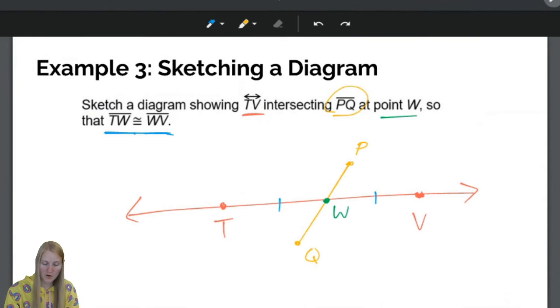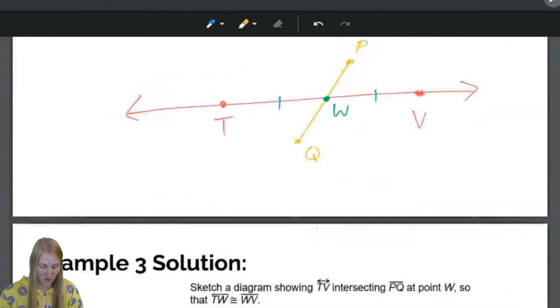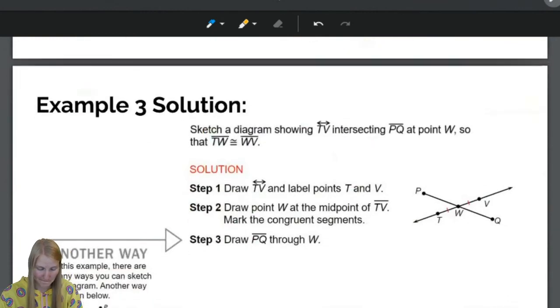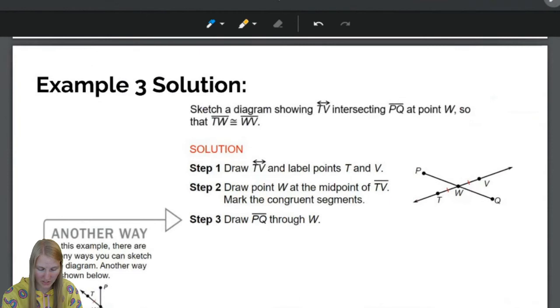So, our diagram is perfect for this statement right here. There we go. Let's check if we were correct. Yeah. Step 1, draw TV and label points T and V. Step 2, draw point W, draw PQ, mark the congruent segments. Yeah. We did all of that too.